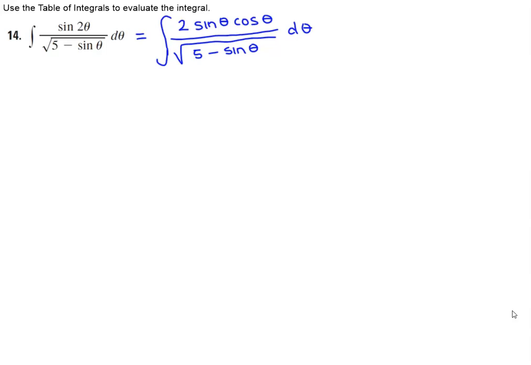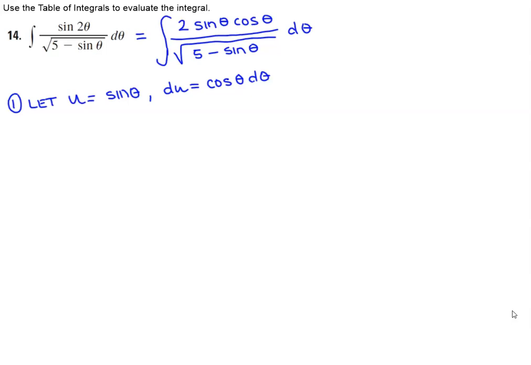Okay, but now that we've done that substitution, now we can go ahead and apply the u substitution. So what we're going to do is we're going to let u equal the sine of theta, and so therefore du is going to equal the cosine theta d theta.